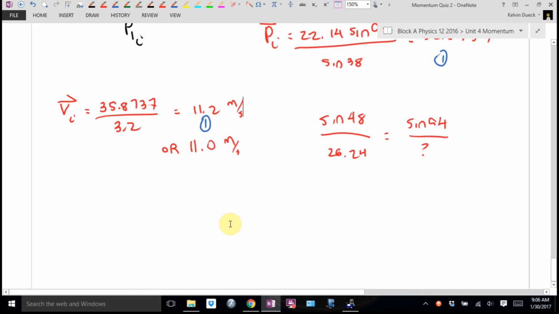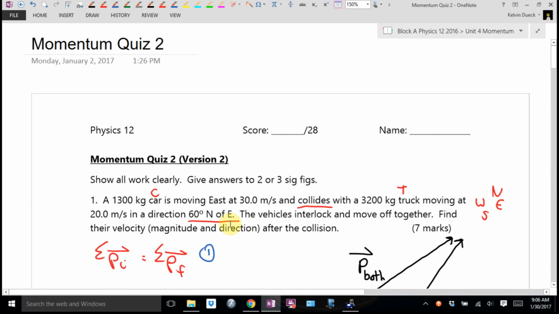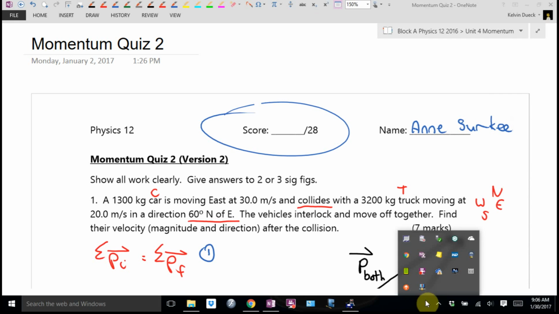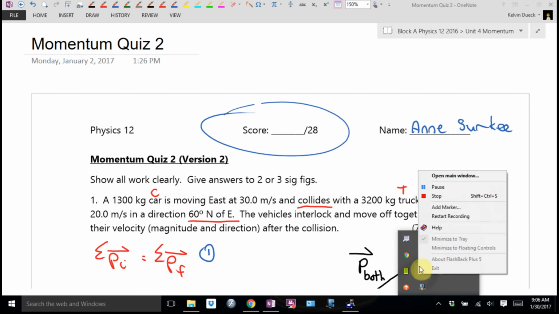Yes. Can you give yourself a lovely score out of 28? Oh, I forgot to put my student's name on here, didn't I? Give yourself a score out of 28. Make sure your name is on them, and could you pass them in?